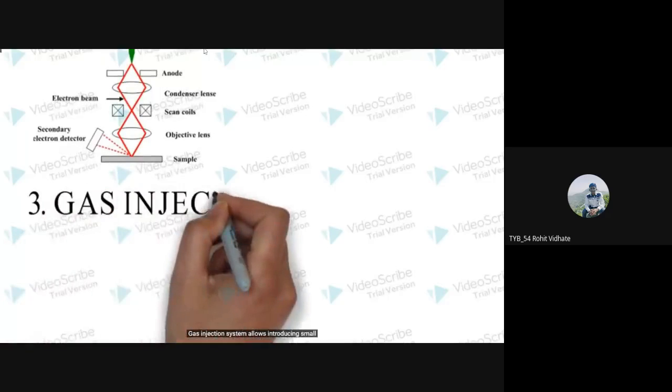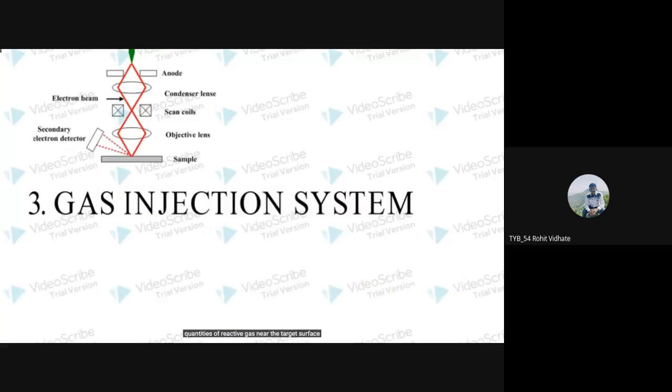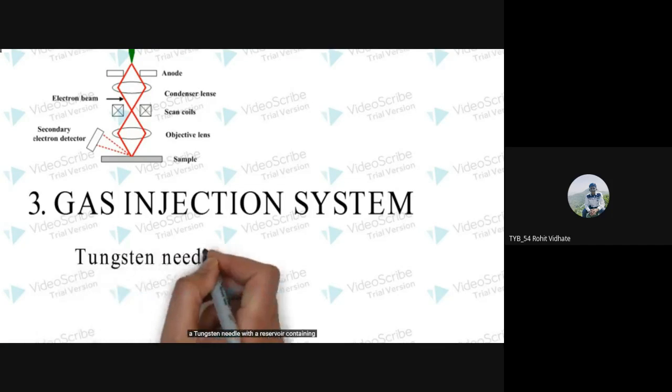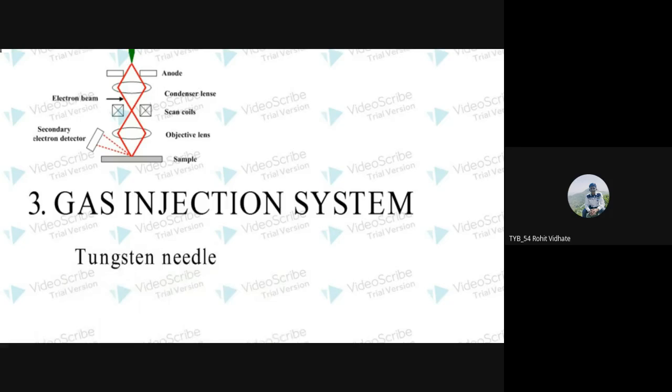The gas injection system allows introducing small quantities of the reactive gas near the target surface. For controlling the flow of gas, it usually has a tungsten needle with a reservoir containing the precursor material.